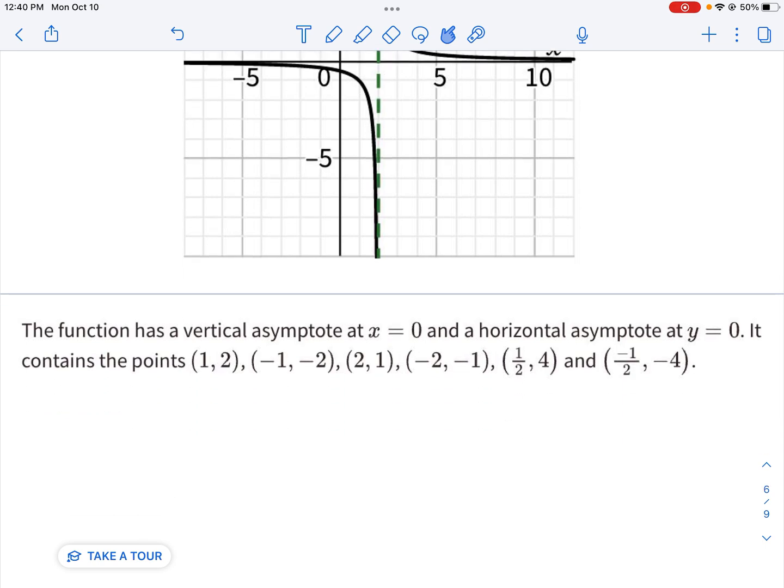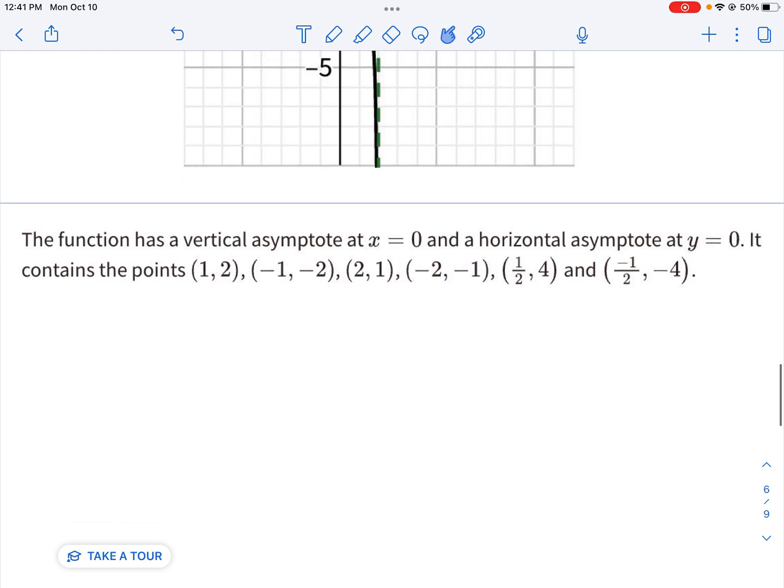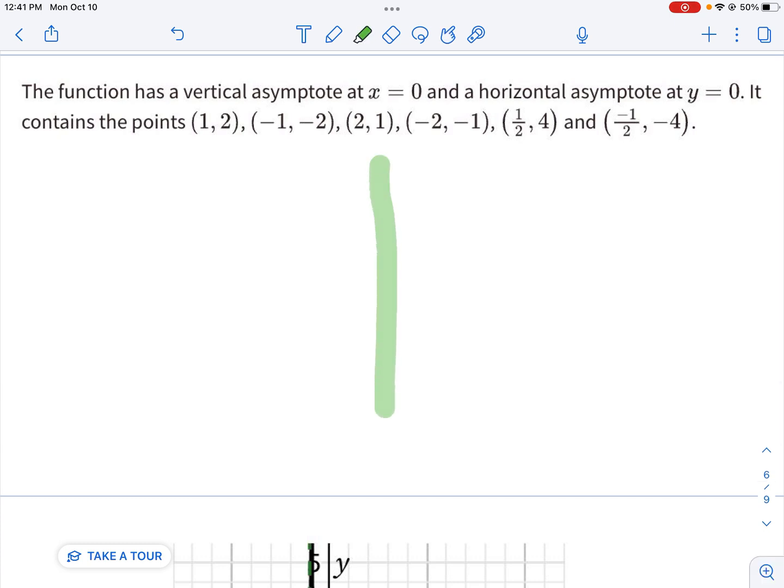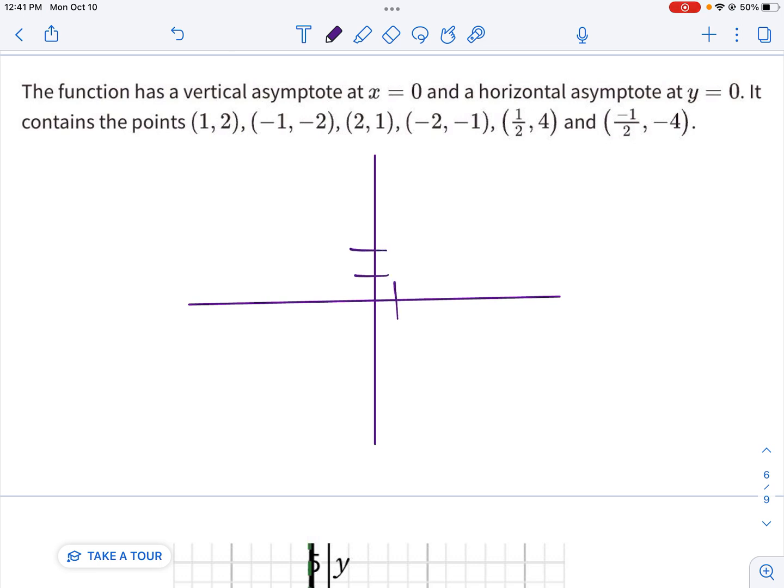So the next thing we're going to look at, what is our next one here? Oh, so it's another one with some equations. All right, so let's see what we can do here. Our asymptotes are still those axes. And then let's see, what points does it have? (1, 2), (negative 1, negative 2), (2, 1), (negative 2, negative 1), 1/2 goes up to 4, negative 1/2 goes down to negative 4.